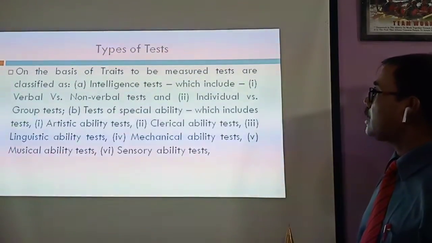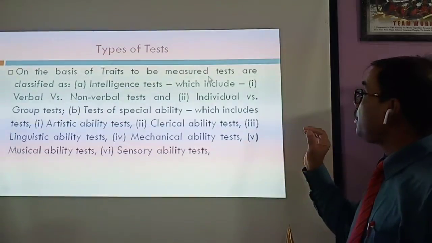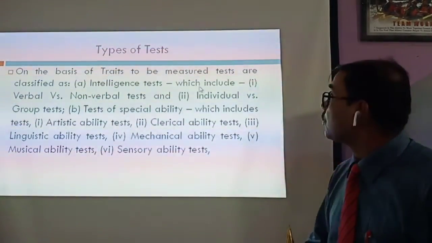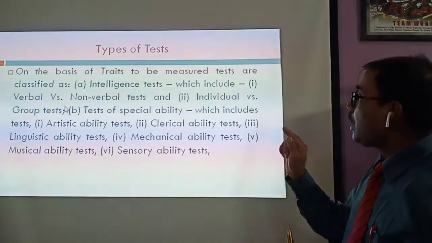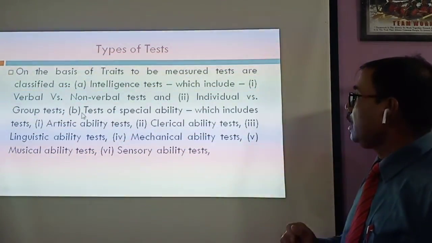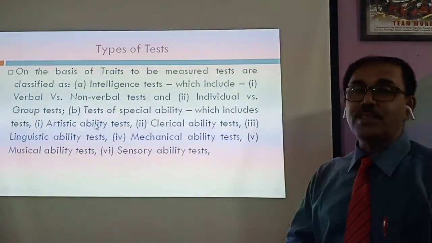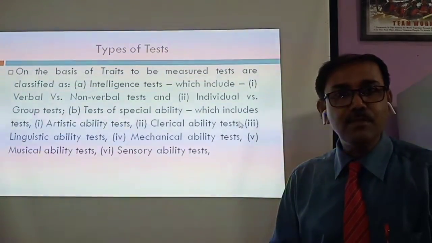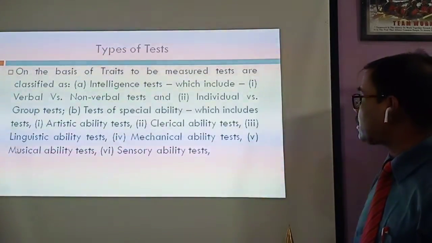Let us go back to the next one. Again, this is important. On the basis of traits to be measured, tests are classified as intelligence tests, which include this parameter, again verbal versus non-verbal test and individual versus group test. Test of spatial ability, which includes artistic ability test, clerical ability test in banking examination. From our field, this test has gone to the field of bank or banking examination.